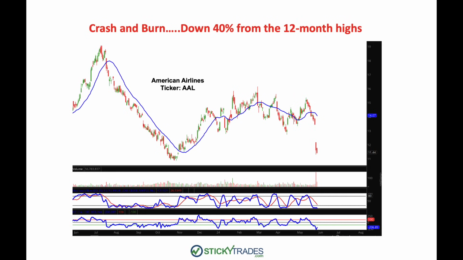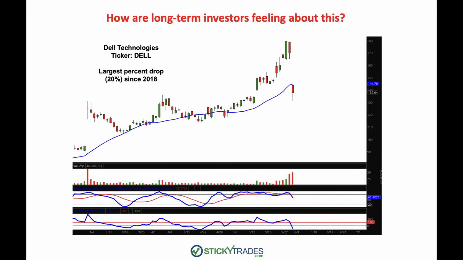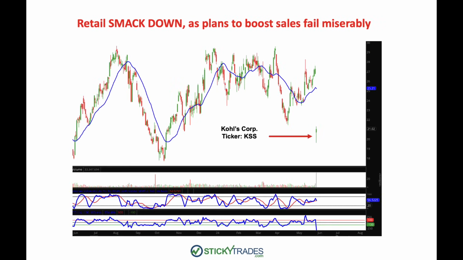If you look at American Airlines, crash and burn, down 40% from the 12-month highs. And here we go again. Dell, today, how are the long-term investors feeling about this? Again, this is the biggest drop that Dell has had since 2018. Today it dropped 20%. You think that's making people uncomfortable? It absolutely is.